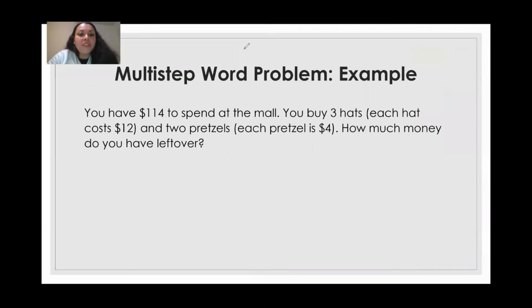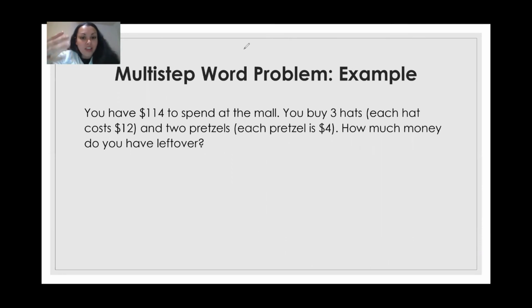So our last problem is a multi-step word problem, and it's an example, and it will be similar to the IXL questions you see. So if you have $114 to spend at the mall, you end up buying 3 hats. Each hat costs $12, and 2 pretzels. Each pretzel is $4. How much money do you have left over?